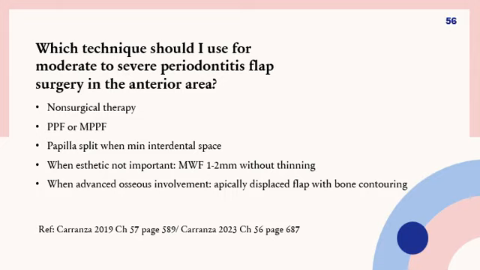And finally, when advanced osseous involvement is present, we have to use apically displaced flap with bone contouring. You may ask, why not undisplaced flap? Because if you use undisplaced flap in this circumstance, it means that your submarginal incision has to be very distant from the marginal tissue, because the only time that the advanced osseous lesion has happened is advanced periodontitis. So it's better to place the incision closer to the margin and use apically displaced flap to also increase the attached gingiva.